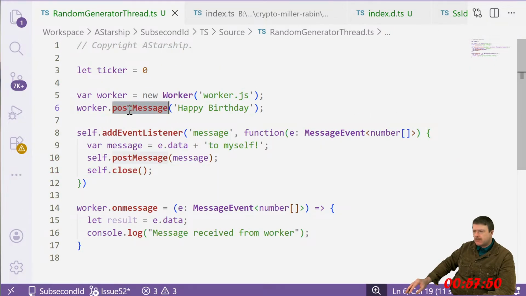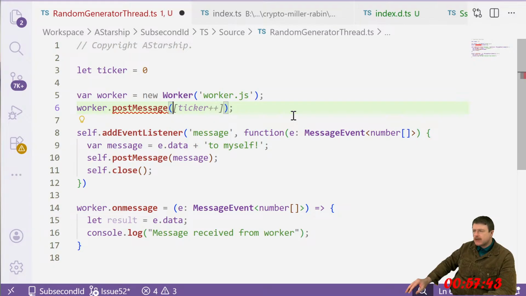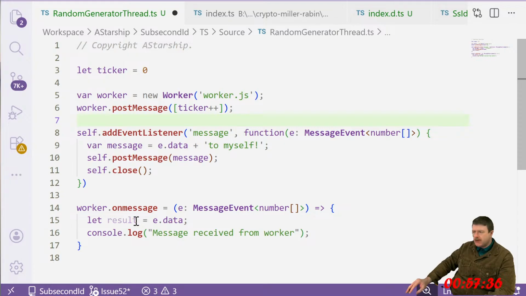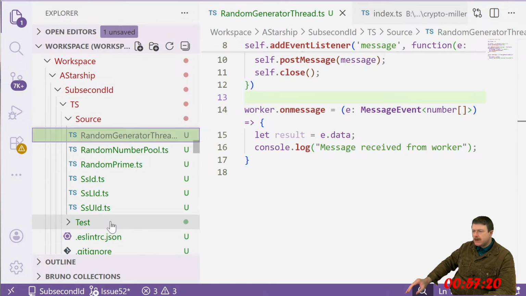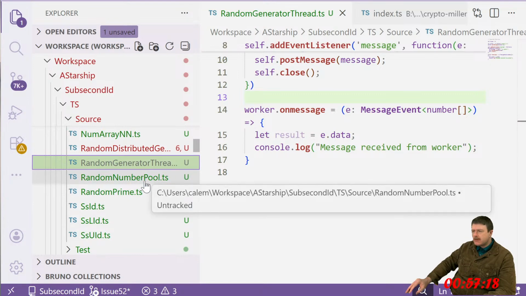So when I post message, what do I do? I wouldn't do that, obviously. On message, log, receive. The problem with this is that I'm going to need to fix the other thing to get up to the point where I can use that. I started from scratch.